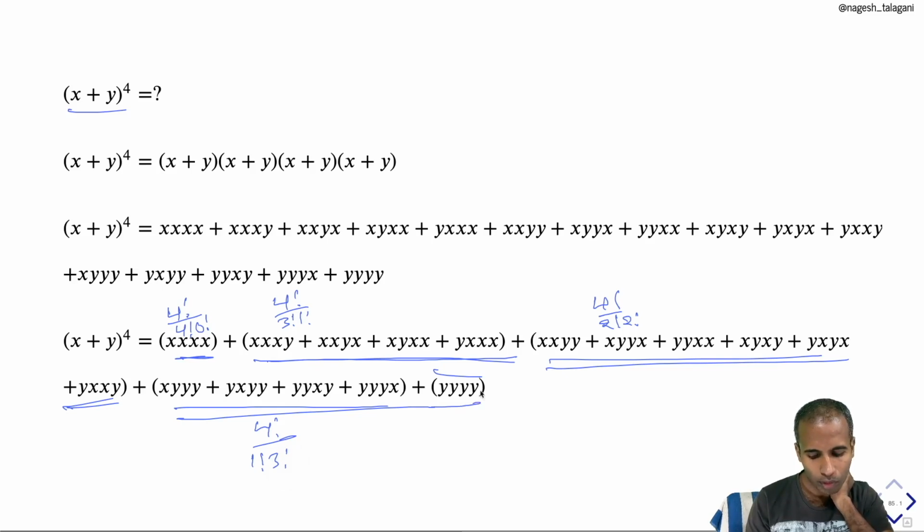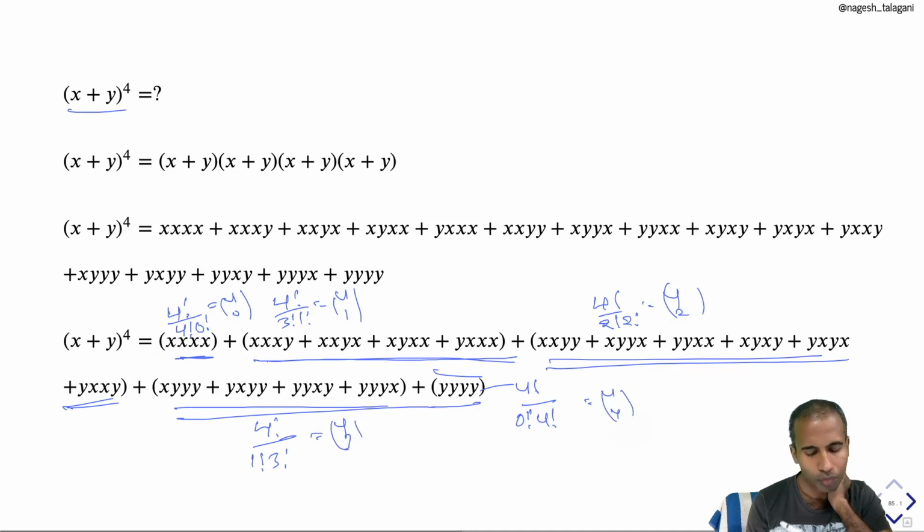So this one I'm going to realize as 4 factorial by 0 factorial 4 factorial. So the number of permutations we can make using 0 x's and 4 y's alike. Okay. So this is nothing but 4 choose 0. This is nothing but 4 choose 1. This is nothing but 4 choose 2. This is nothing but 4 choose 3. This is nothing but 4 choose 4.